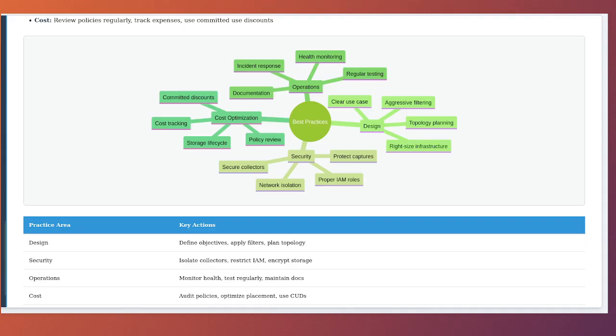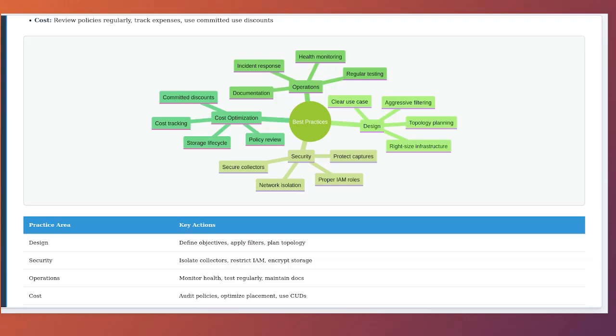The third section addresses operational practices. First, monitor collector health continuously. Your collectors are critical infrastructure for security monitoring. Set up alerting if collector instances become unhealthy or if the load balancer fails health checks. You don't want to discover your monitoring isn't working during an actual security incident.